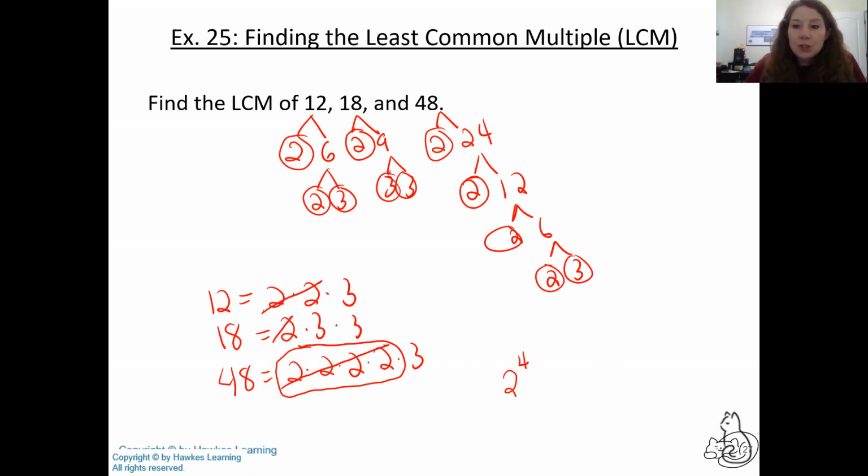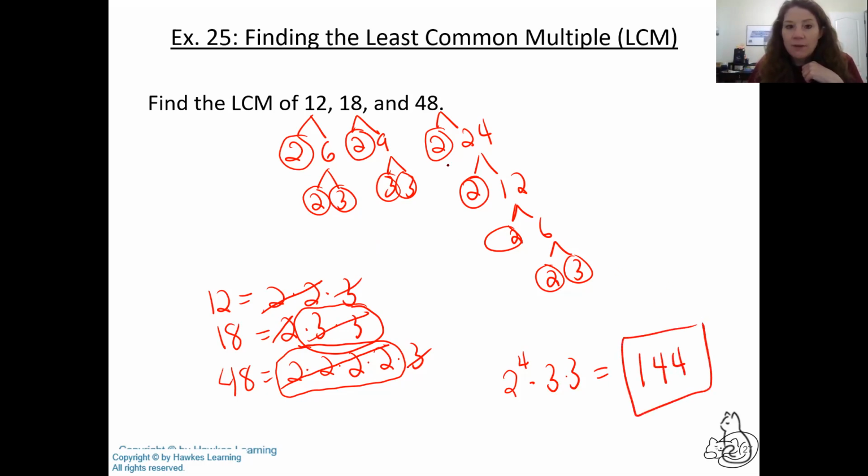My other unique factor is 3, but I want the largest group of 3's. Well, I see 1 here, 1 here, and here's 2 3's. I have to use the biggest group of 3's. So I could write times 3 squared or 3 times 3. It represents all the 3's. So in my calculator, I'm going to multiply 2 together 4 times, or I could use my exponent button. It doesn't matter. And then times 3, and I get 144. So 144 is the least common multiple of all 3 of these numbers. All right. Hope that makes sense.